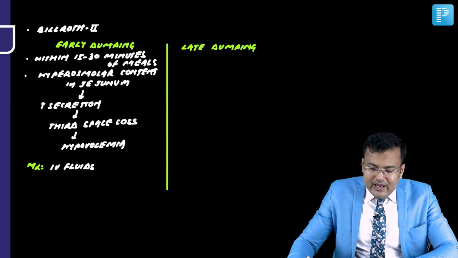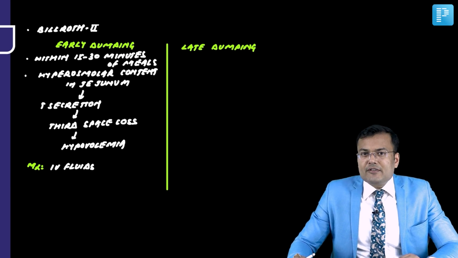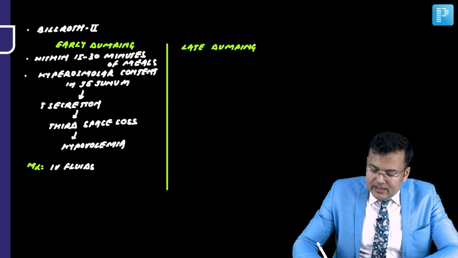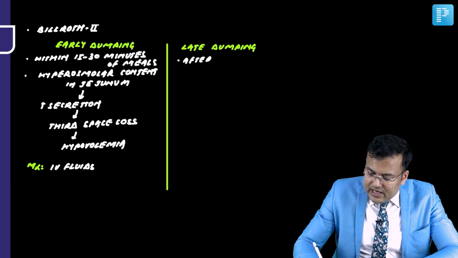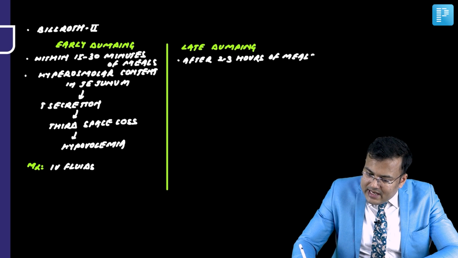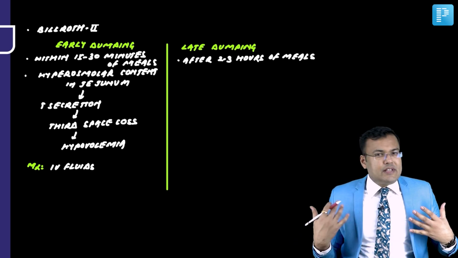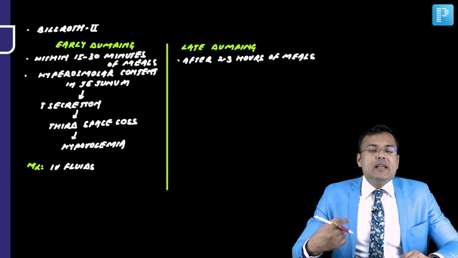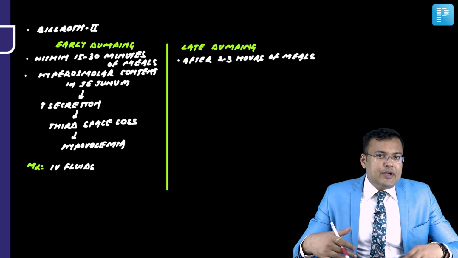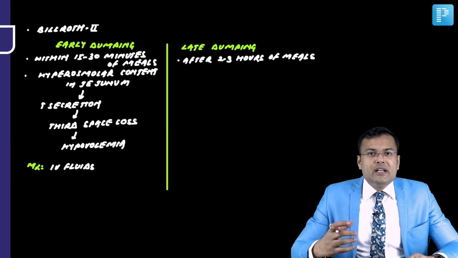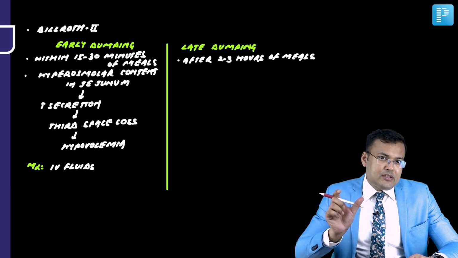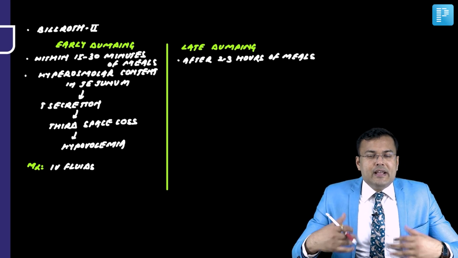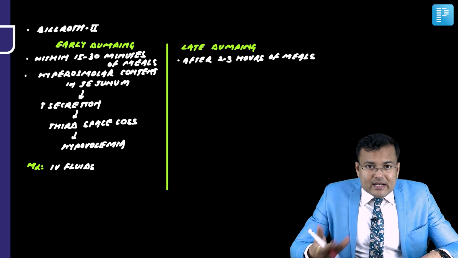Now, late dumping is seen after 2 to 3 hours of meals. What's the problem here? The hyperglycemic content is there in the jejunum. Because of this, there is increased release of insulin. And because of increased insulin release, there is reactive hypoglycemia. This term you have to remember because it is asked.